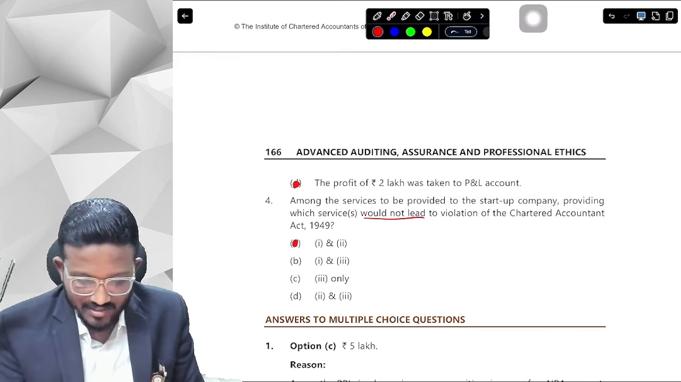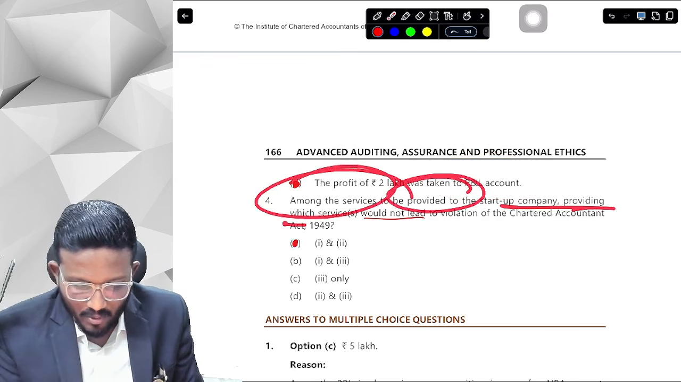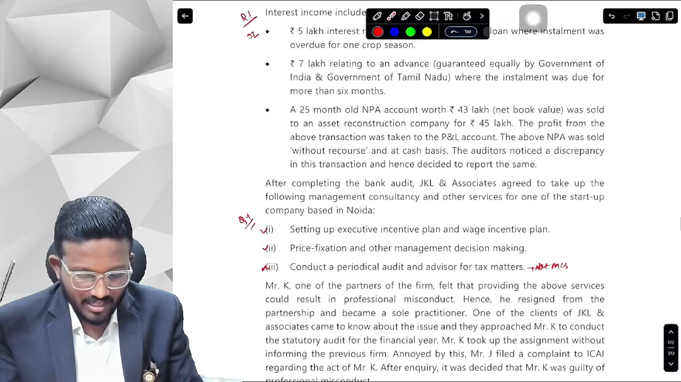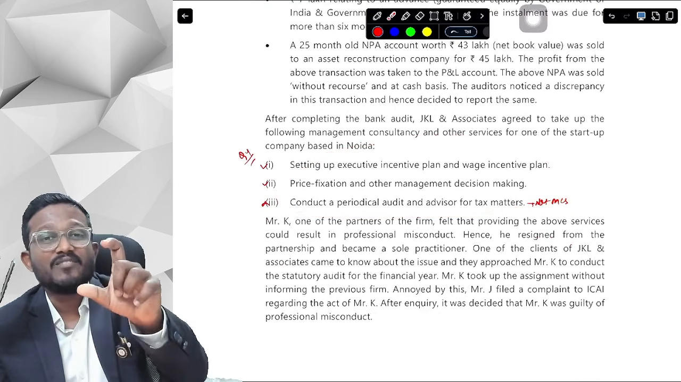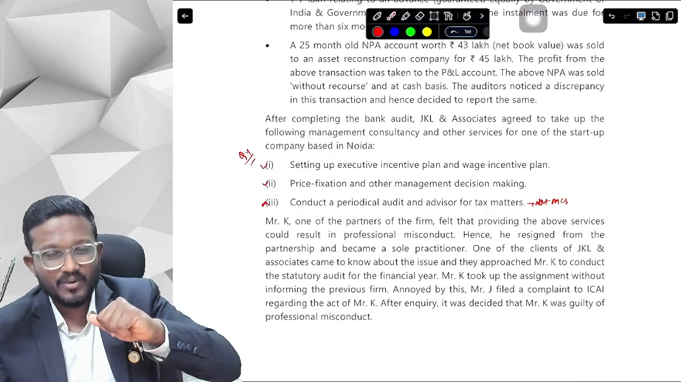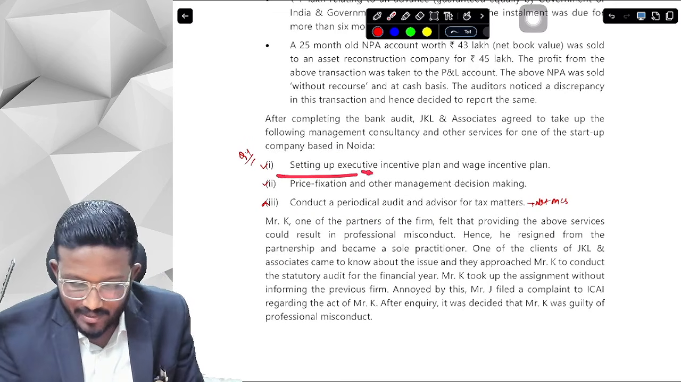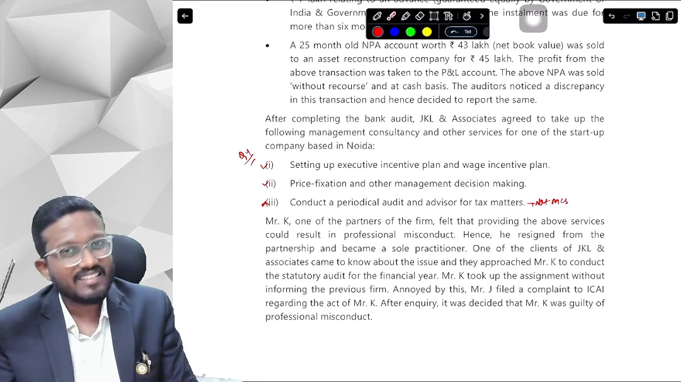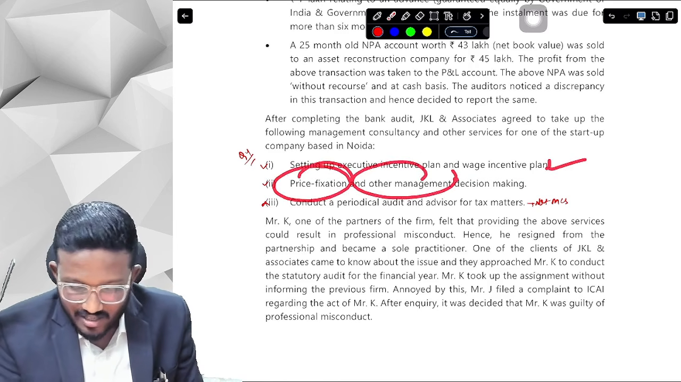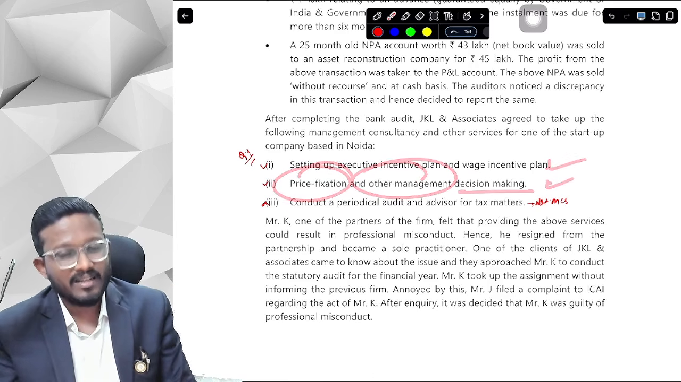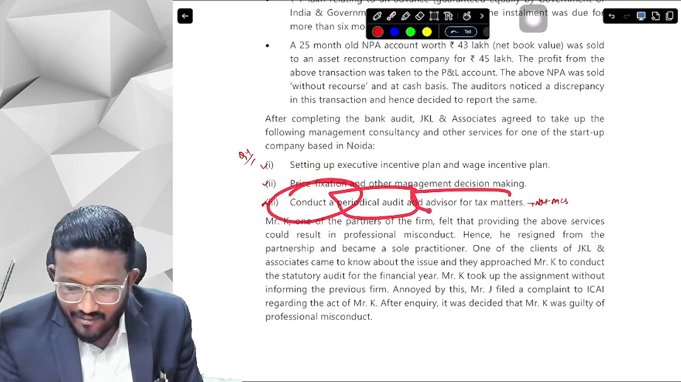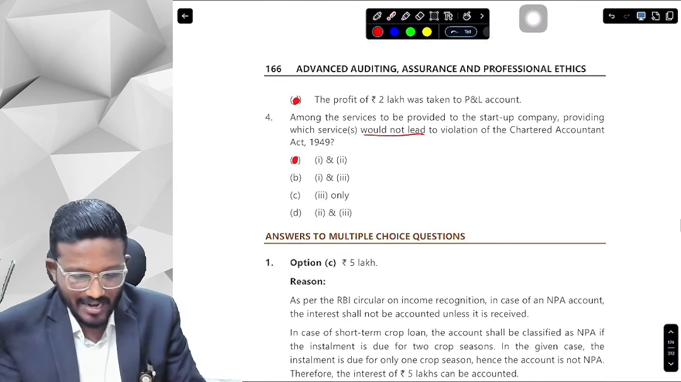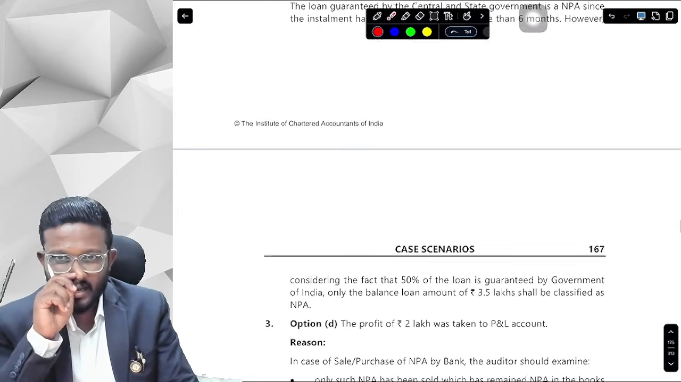Okay, yes sir. Next, among the services to be provided to a startup company, which services would not lead to violation of the CA Act? So we are providing some services to a startup company, which services will not lead to violation? Which are allowed basically? Setting up an executive incentive plan and wage incentive plan. Yes, they can do it. This is covered under MCS. Next, price fixation and other management decision making. Yes, you can do it, it is covered under the MCS. Next, conduct a periodical audit and advise on tax matters. No, you cannot do it because it is not covered under MCS. Okay, so the first and second can be provided to the startup.